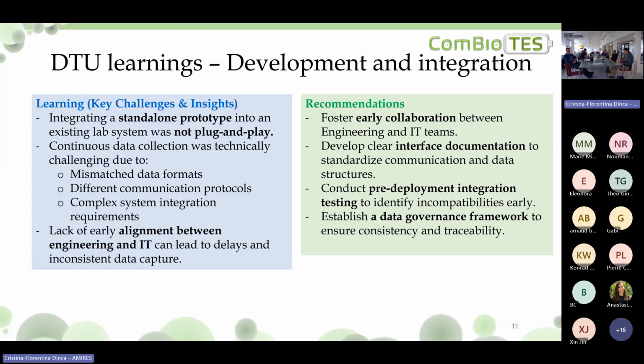I try to summarize the learnings from DTU from 3 perspectives, because in this project, DTU has worked on several different tasks. So one of the tasks is called development and integration. That means we have to co-develop the ComBioTES solution together with CEA in order to make the system function. And we also have to integrate the developed solution into not just our test bed, but also potential test beds that are available all over the world.